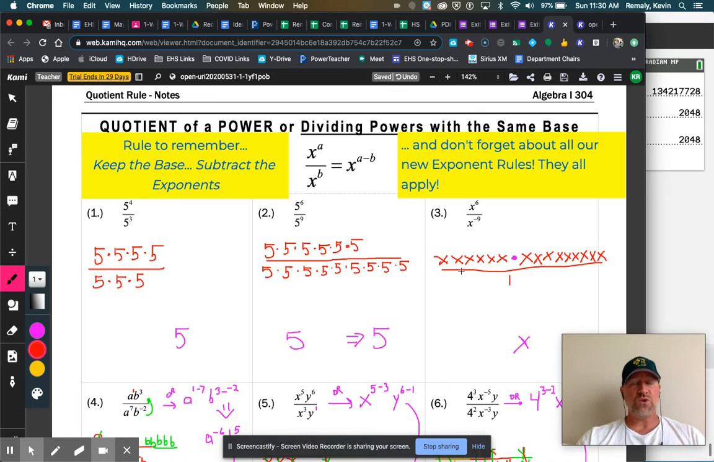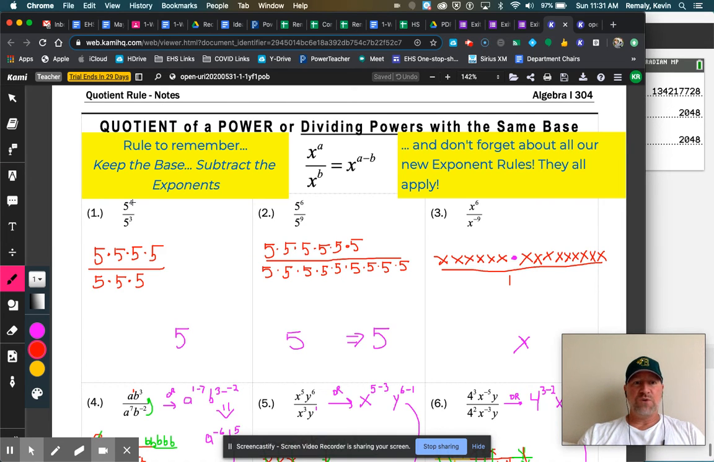We also have a quotient of a power. That means, when we're dividing a common base, the shortcut here is we can simply subtract those exponents. So when we multiply, we add the exponents. When we divide those common powers, we want to subtract those exponents. And let me show you why.